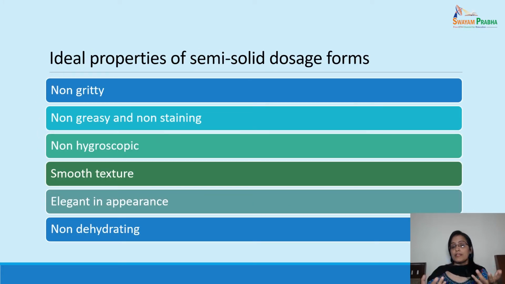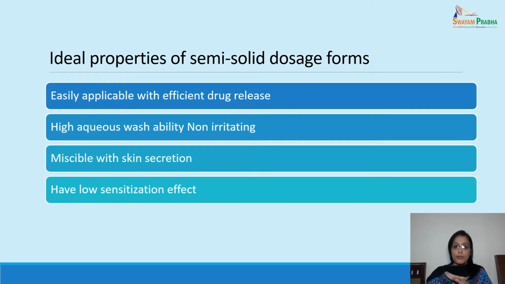Now what must be the ideal properties of semi-solid dosage forms? They should be non-gritty, non-greasy, non-staining, non-hygroscopic, have a smooth texture, be elegant in appearance, and non-dehydrating. So these are a few properties of semi-solid dosage forms. If we add a few more properties, it should be easily applicable, have high aqueous washability, be miscible with skin secretions, and have a low sensitizing effect. That means it should not cause any kind of allergic reaction to the body.